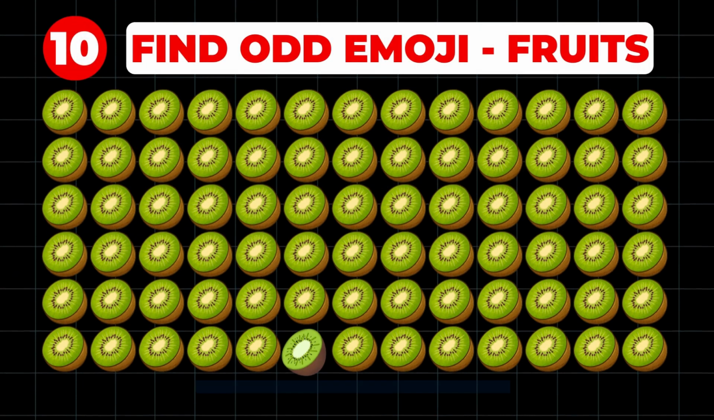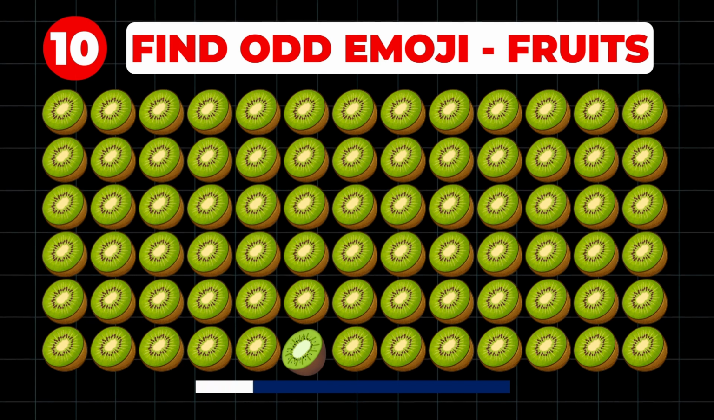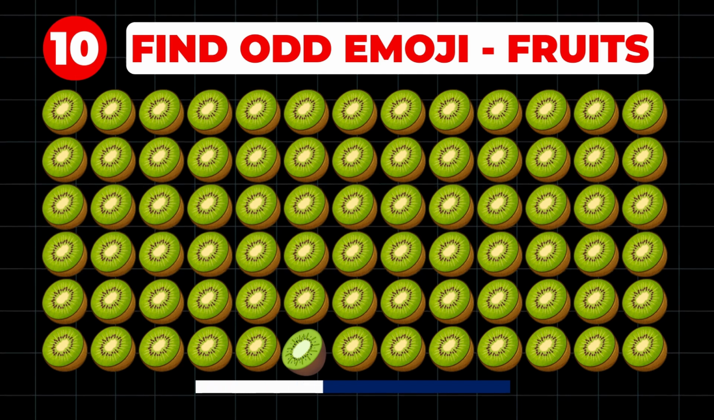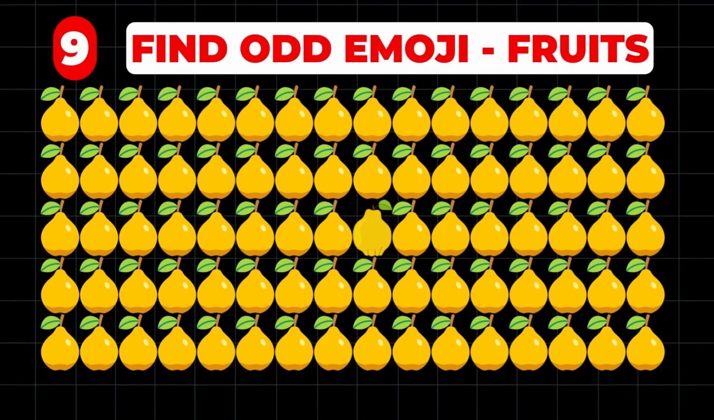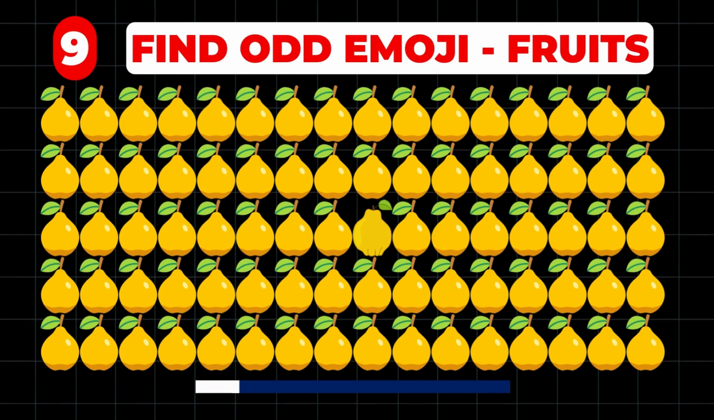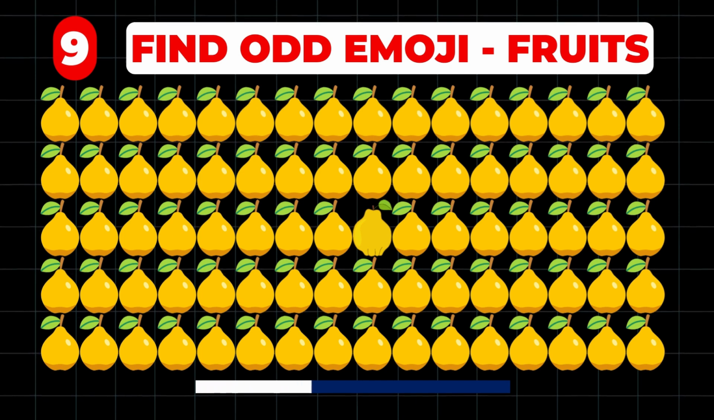Now you have to find out this kiwi fruit which is different from the others. Last row in the center. Question number 9. Find the odd fruit out. Right there in the center.